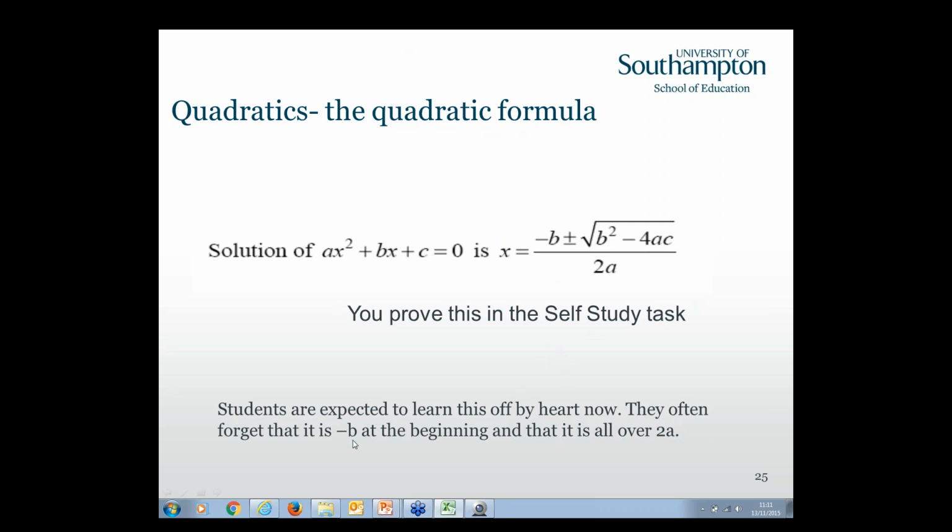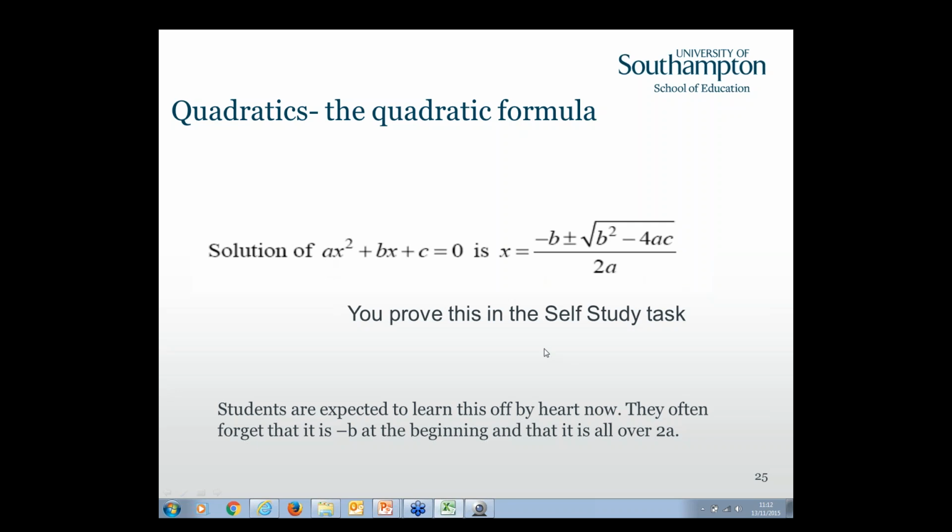And as I put here, the key things they forget is that it's minus b at the front and that the whole thing is over 2a, not just this bit, the whole bit. So their first step always is to identify what a, b and c are and then put them into here. It's one of those things you've just got to learn by rote: minus b plus or minus the square root of b squared minus 4ac, all over 2a, and know it.